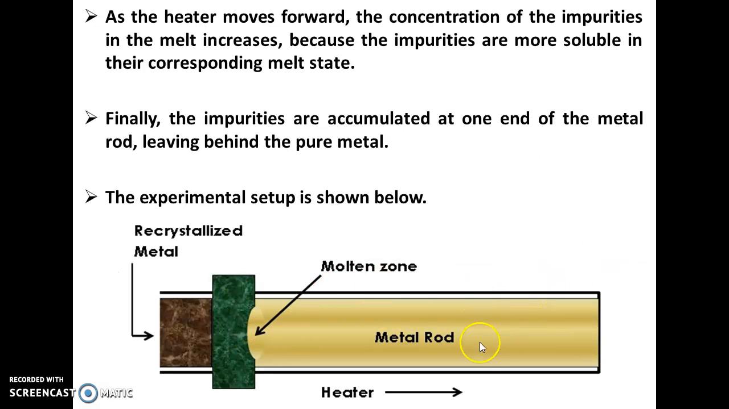It is as shown in this figure. As the heater moves forward, the concentration of impurities in the melt increases because the impurities are more soluble in their corresponding molten state. Finally, the impurities are accumulated at one end of the metal rod, leaving behind the pure metal. Here you can see that the melt of impurities is dissolved and the pure metal is separated out. This is the circular heater here, and this is the recrystallized metal, and it is carried along this metal rod.